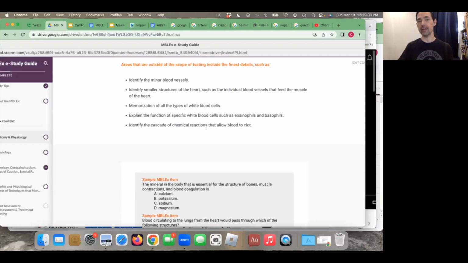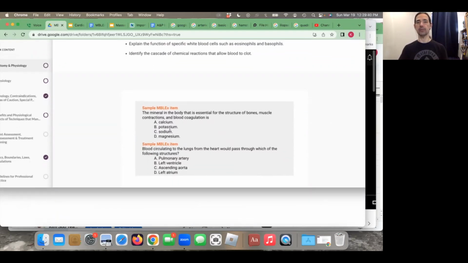Identify the cascade of chemical reactions that allow blood to clot. So you don't have to know anything about clotting factor or anything else about clotting. You will have to know that, for example, calcium plays a role in clotting, but calcium also plays a role in muscle contraction, nerve conductivity, and bone density. That's why something like calcium is important, because it's important to multiple systems, multiple body systems, multiple organ systems.